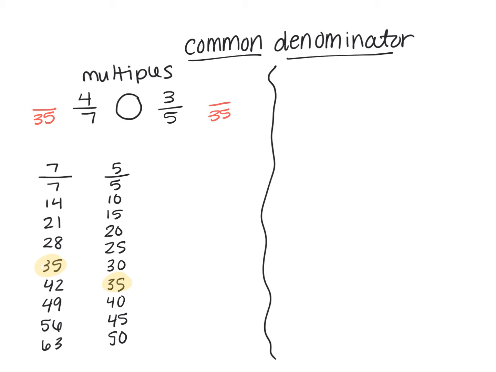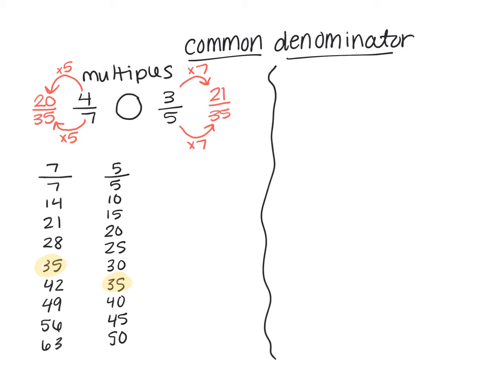So I need to look at how I can get here by multiplying or dividing. So to get from 5 to 35, I have to multiply by 7. If I do it to the denominator, I also have to do it to the numerator. So 3 times 7 is 21. So 21 over 35 is an equivalent fraction to 3 over 5. On the other side, to get from 7 to 35, I have to multiply by 5. What I do to the denominator, I must do to the numerator.